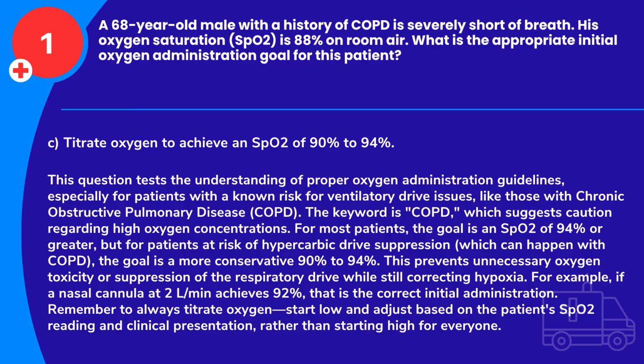For most patients, the goal is an SpO2 of 94% or greater, but for patients at risk of hypercarbic drive suppression, which can happen with COPD, the goal is a more conservative 90% to 94%. This prevents unnecessary oxygen toxicity or suppression of the respiratory drive while still correcting hypoxia. For example, if a nasal cannula at 2 liters per minute achieves 92%, that is the correct initial administration.